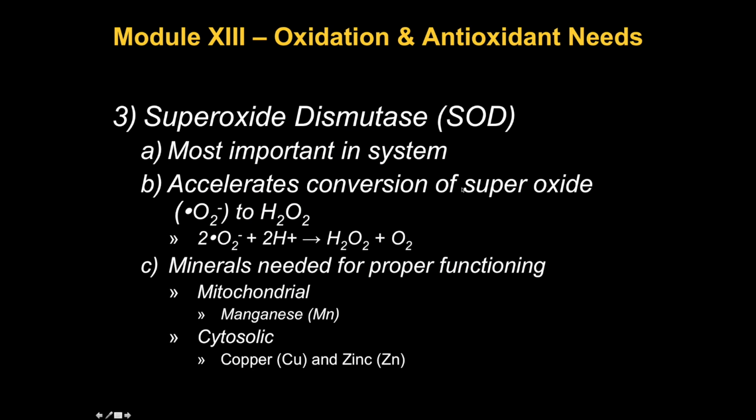There's also superoxide dismutase, or SOD. This is also very important in this whole system. It's going to accelerate the conversion of superoxide so that we can, again, get rid of these free radicals. We do need some minerals for this particular enzyme to work properly. Manganese is one of those minerals, as well as some copper and zinc.